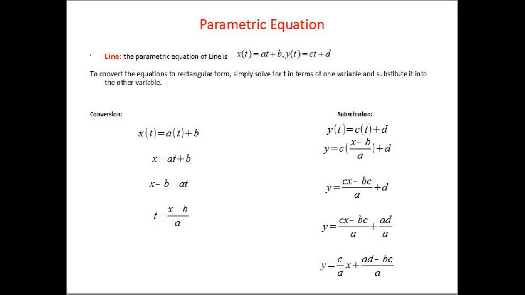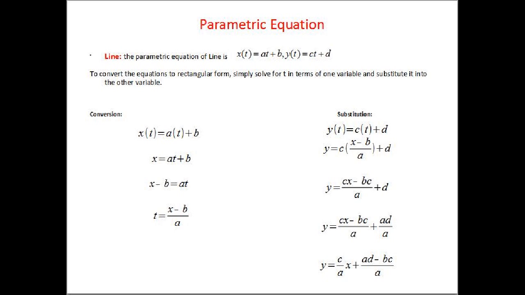The parametric equation of a line is x of t equals at plus b and y of t equals ct plus d. To convert the equation into a rectangular form, we solve for t and substitute it into one of the equations of the parametric equation. We will use x of t to solve for t.